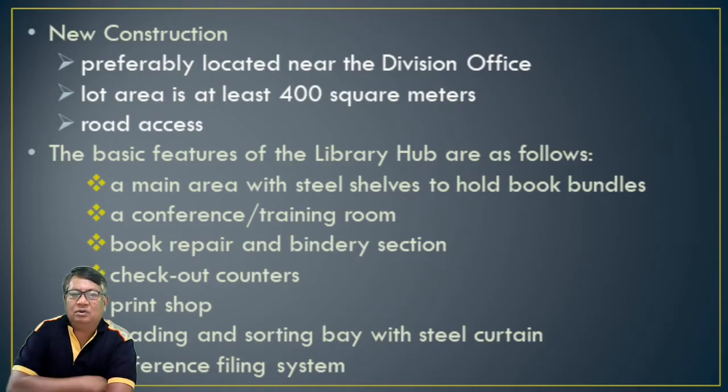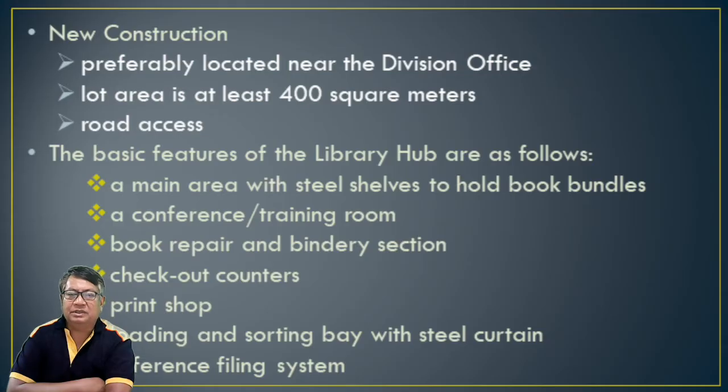So if you have new constructions, these are the requirements. Now, preferably located near the division office. Lot area is at least 400 square meters, okay, minimum. Then we have road access also. The basic features of the library hub are as follows, no?